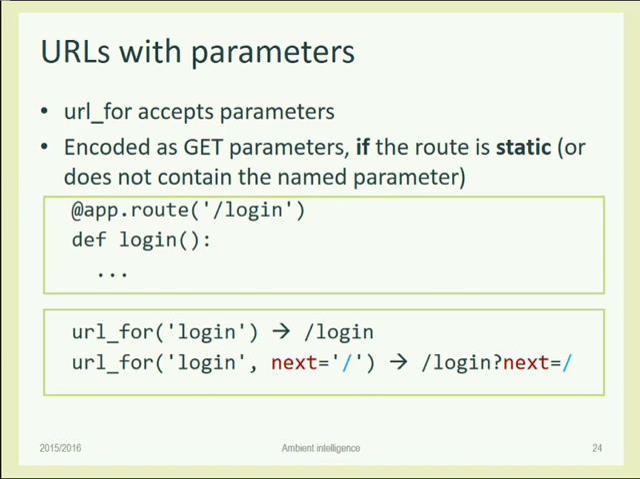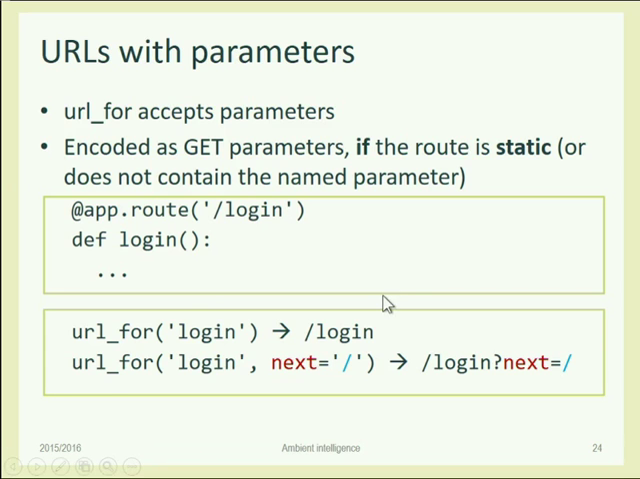Additionally, which seems a bit strange, you can also define parameters for pages that don't have any parameter declared. So in this case, I applied this next parameter to a login page. But the route of this login doesn't specify any next parameter anywhere in the URL. What's happening in this case?